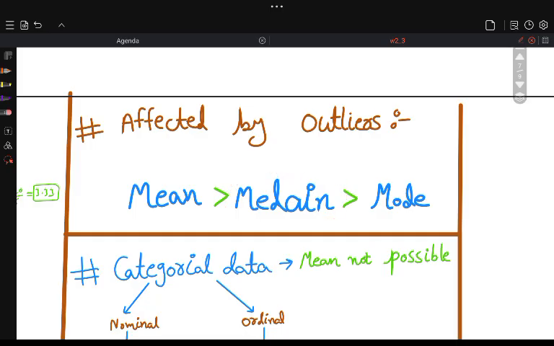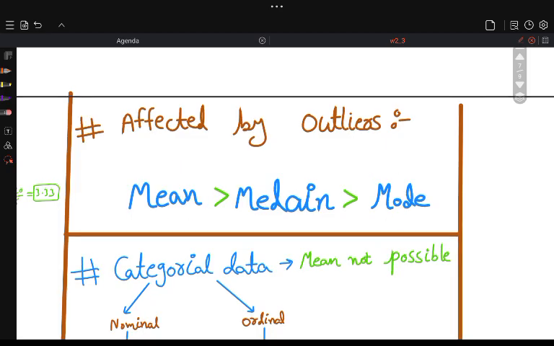As we sort the data, the outliers are not directly included, but they are included in some way. As we arrange the data, the sorting can be different if the outlier comes. So median is mediumly deflected by the outlier, but mean is most affected and mode is least affected.